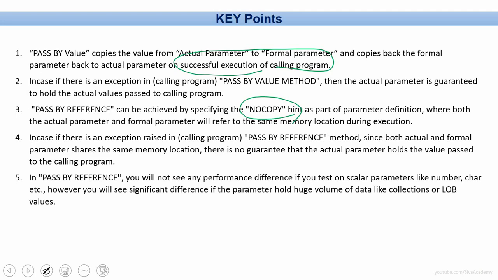In pass by reference, you will not see any difference if you try to test using very simple scalar parameters like number, varchar, date. However, you will see a significant difference in performance if you try to test with a huge amount of parameter information like a collection or large object or XML type of data.